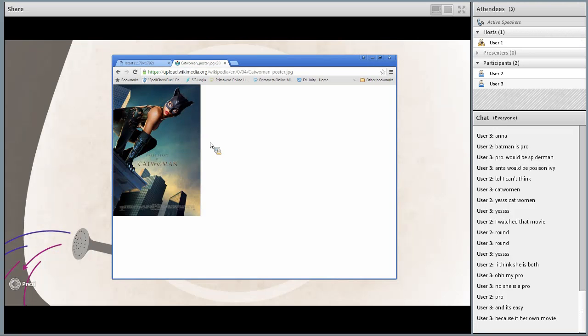So typically Catwoman is known as one of the bad guys in Batman world. So she's an antagonist, but give her her own movie and she's now the protagonist. Does that mean that she only does good? No, she does do bad things, but she's the center of it. She's the main character. So she's a protagonist in this one.